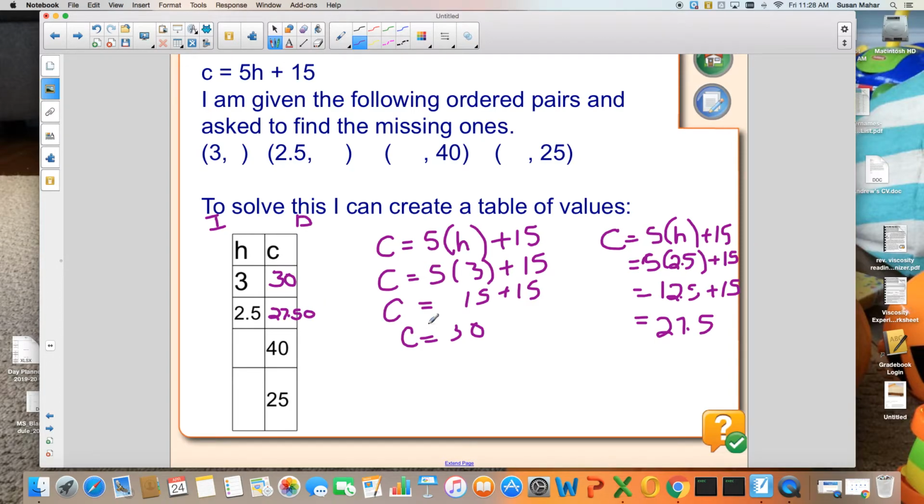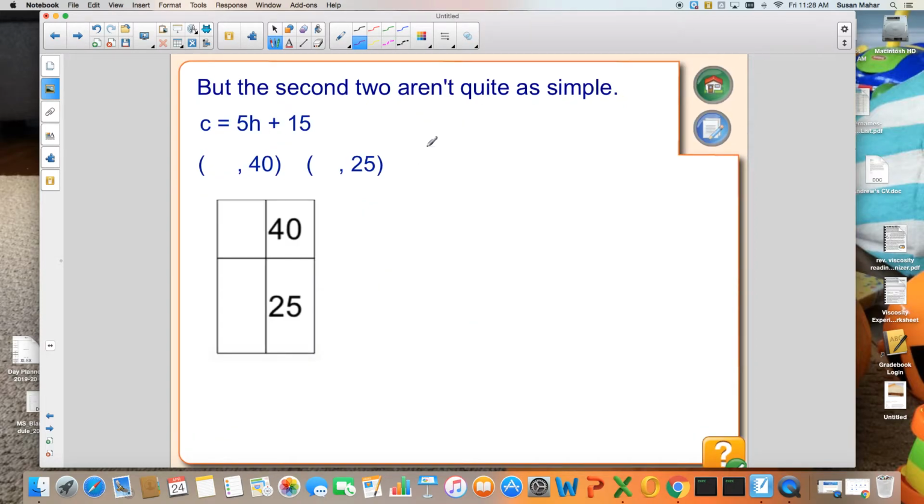All right, those are really straightforward. They make really good sense to us. We're going to move on to the next two on the next slide. These are not quite as simple.